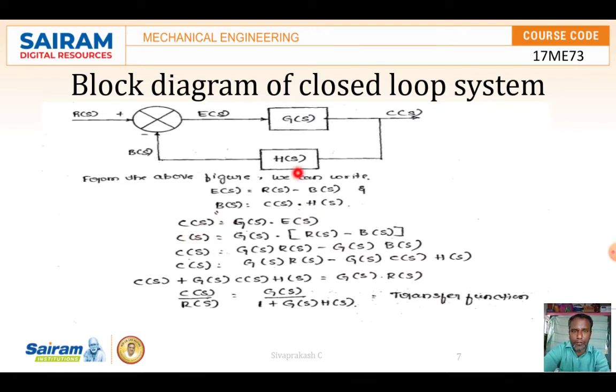Then I am going to write C of S. What is C of S? That is the input into the block. For C of S, the output value, we find it with the help of the input into G of S. E of S is the input and G of S is the block. So C of S is G of S into E of S. The E of S value we already found with the help of the first equation, so you can substitute it over here.